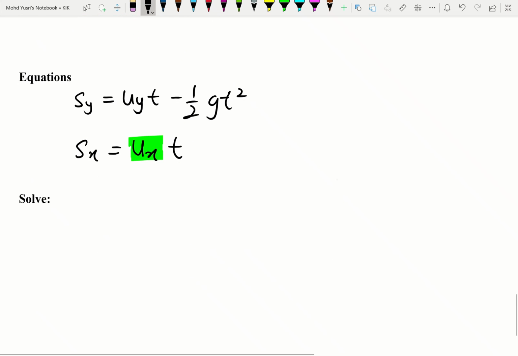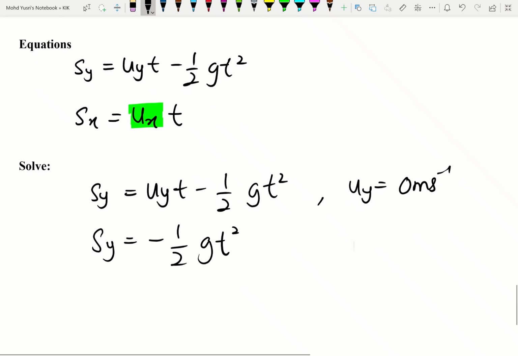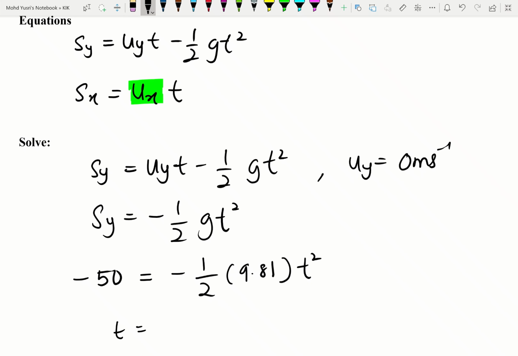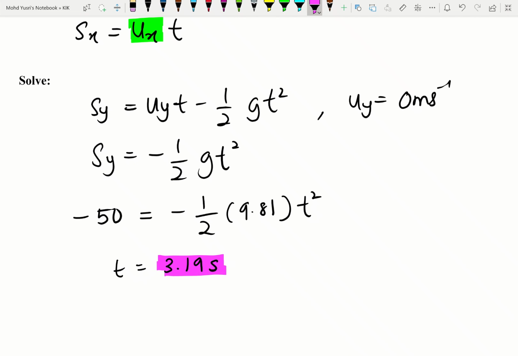Now, let's solve the problem. To find time, we use equation Sy is equals to uyt minus half gt square, in which uy is a known value of 0 meter per second. So the equation becomes Sy is equals to negative half gt square. Let's substitute all the information that we already listed before. Negative 50 is equals to negative half times 9.81 t square. Now use your calculator to solve this equation for value t. Now if you answer it correctly, time is equals to 3.19 seconds. So we haven't answered the question yet, but now we already have the time.